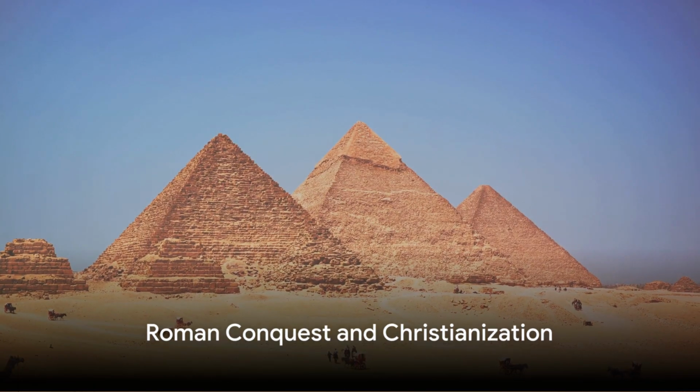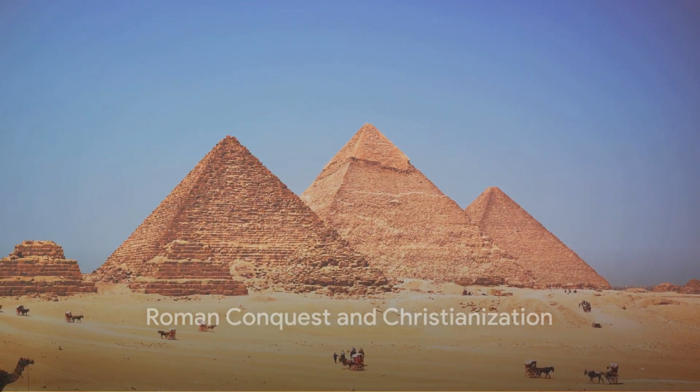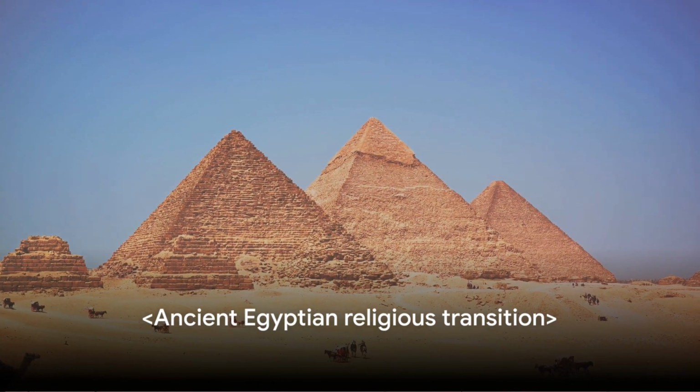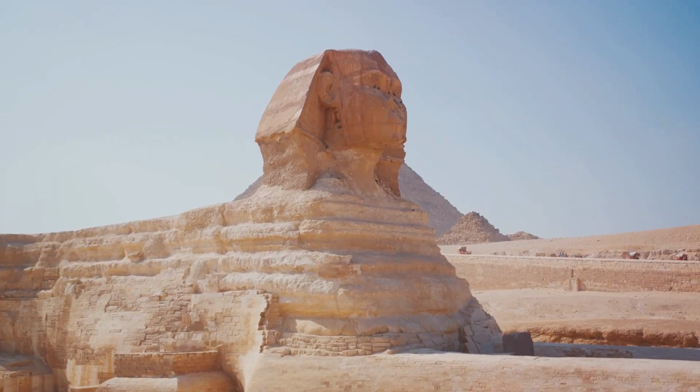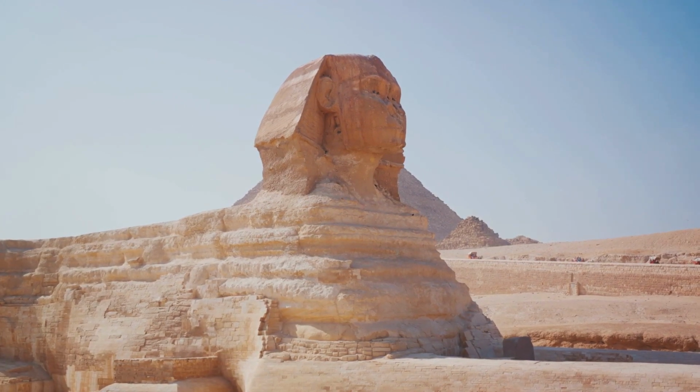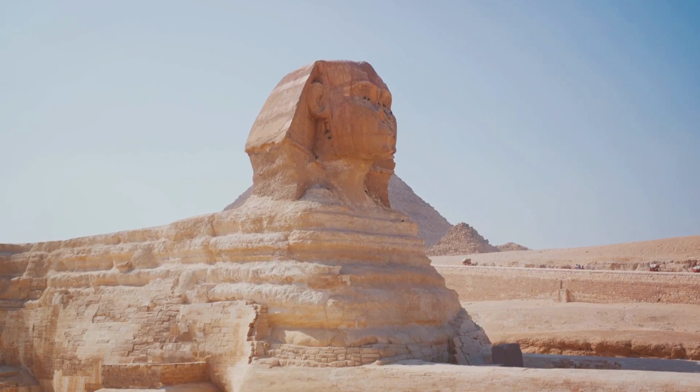How did Egypt transition from a land of ancient gods to a Christian nation? Let's take a journey together through the annals of history to understand this fascinating transition. In the 1st century BC, Egypt fell under the dominion of a new foreign power, the Romans.